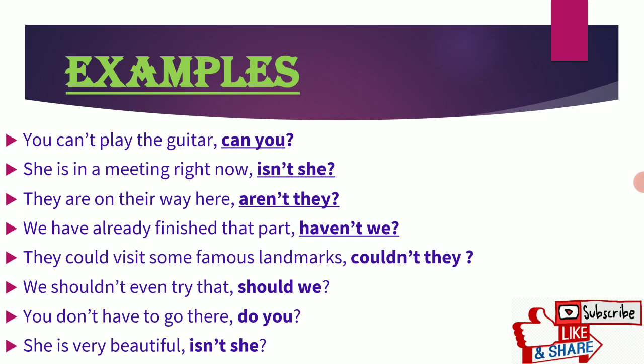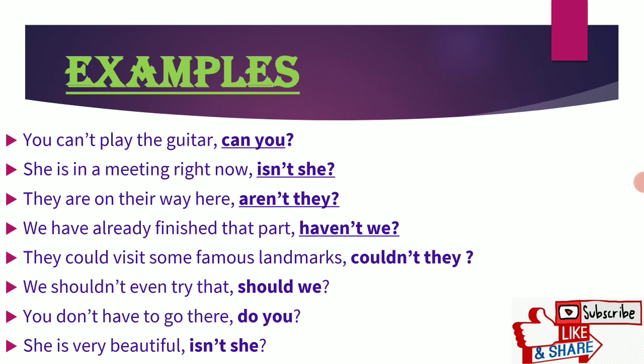Next sentence, she is in a meeting right now. So we are taking the auxiliary verb is, we are making it a negative one by adding N apostrophe T, and then beside that we are writing the pronoun of the sentence, that is she, and then of course a question mark. So that makes the question tag a negative question tag, isn't she?